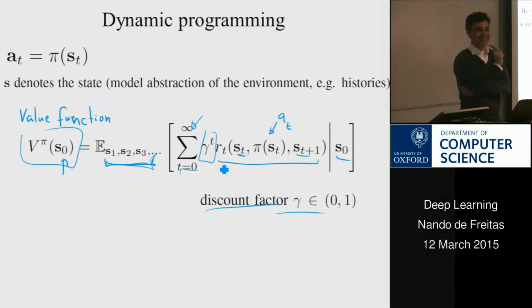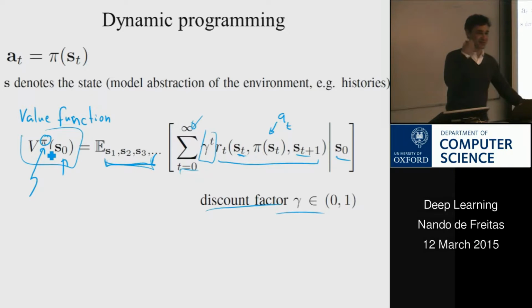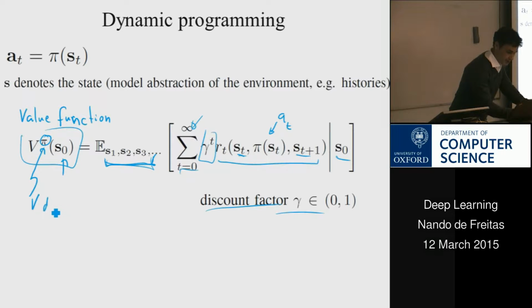Is there an implied relation between the value and the policy? Pardon? The value of a state and the policy, is there any implied relation? Yes, very good question. So there is. The value depends on the policy. We write this notation over and over and over again, and after 10 years you sort of forget to explain it properly. V depends on pi. Thank you for that question.